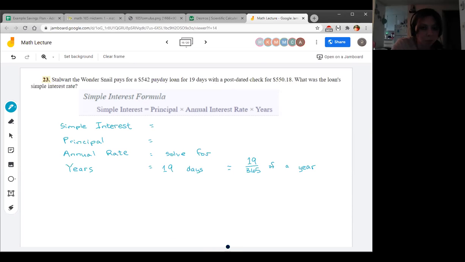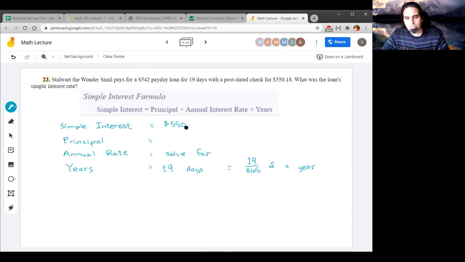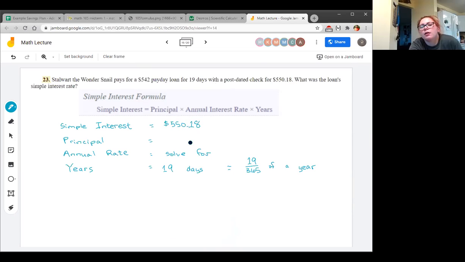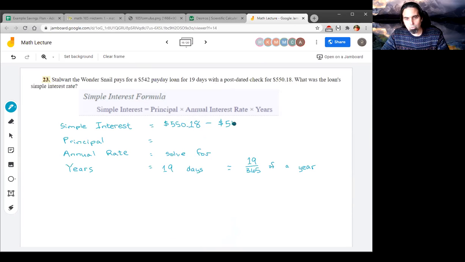The simple interest would be the post-dated check for $550.18. Not quite. He doesn't owe $550 of interest. The simple interest is what we're solving for, correct? No, we're solving for the rate. Oh, it's the difference between 542 and 550.18. Yeah, the 542 is his loan amount. That's what he owes for his water heater or whatever this is. The difference between them is going to be the interest. He wrote his check for a little bit more to cover the interest.